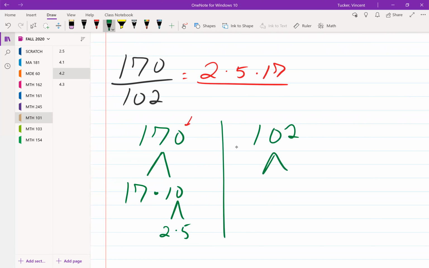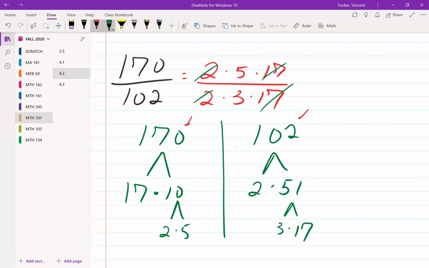102, we know it's even. So if nothing else, 2 divides into it evenly. That's 2 times 51. We mentioned 51 earlier. 51 is 3 times 17. Twos cancel. 17 cancels, leaving us with 5 over 3.